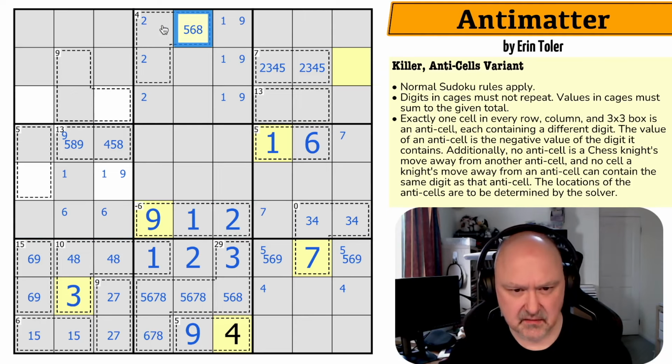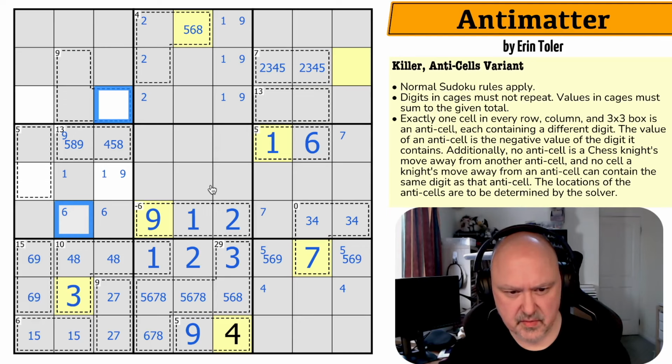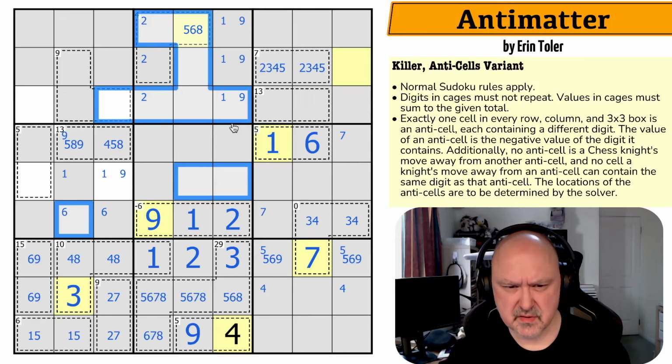If this is the 6 anti-cell, these sum to 10. They couldn't be 1, 9. They could be 2, 8. They could be 3, 7. If this is the 6 anti-cell, these would have to sum to 15. So they'd be 7, 8. That's the 6 anti-cell. That's 6. Six is in one of those two. Six wouldn't be in any of those. No, I can't see it.